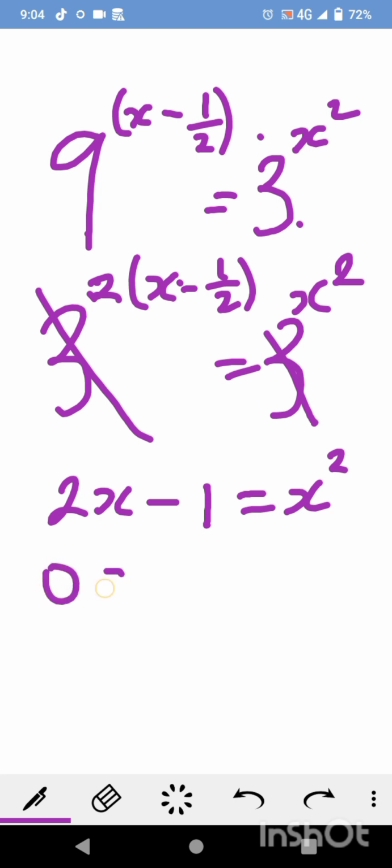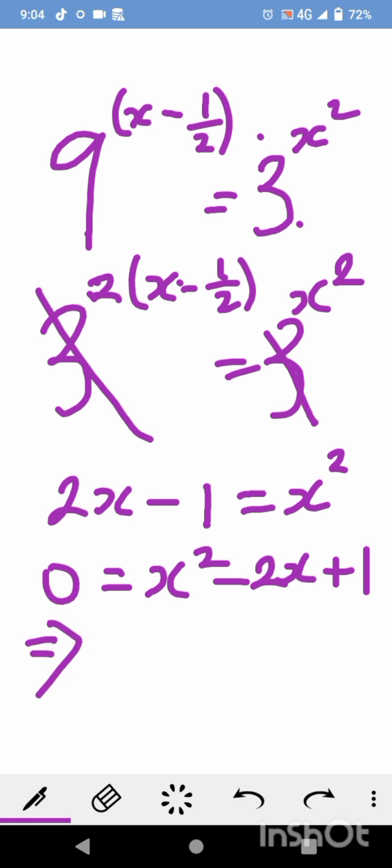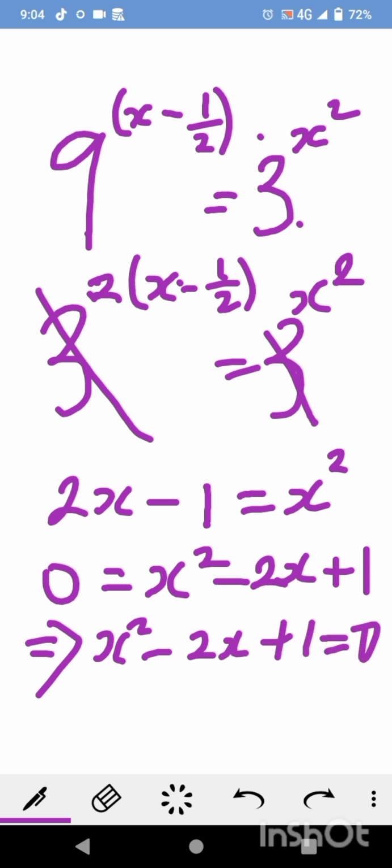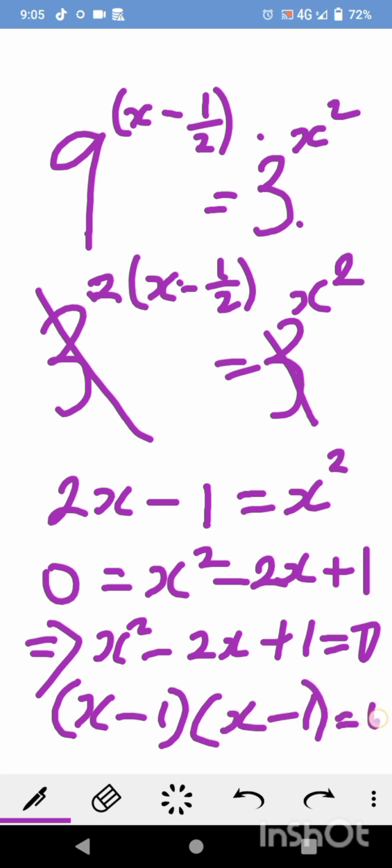We have 0 here, x squared minus 2x plus 1, which implies, of course, that x squared minus 2x plus 1 equals 0. Okay, so what we need to do now is to factorize this quadratic, and the two numbers that we are looking for are plus 1 and minus 2. Two numbers that will multiply to get plus 1 are minus 1 and minus 1. So we drop the first one, x minus 1 equals 0.